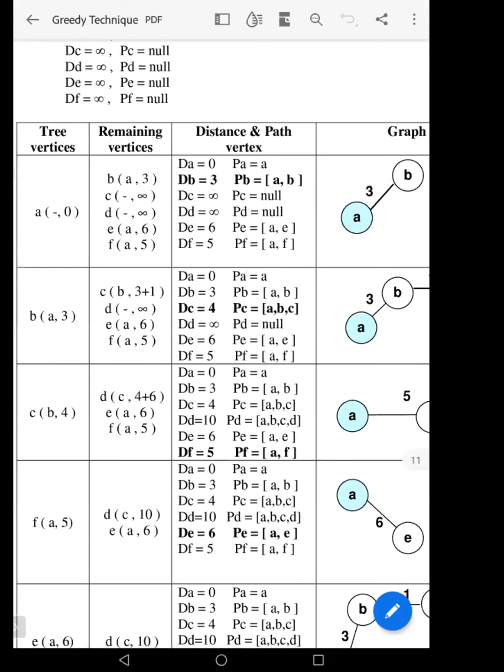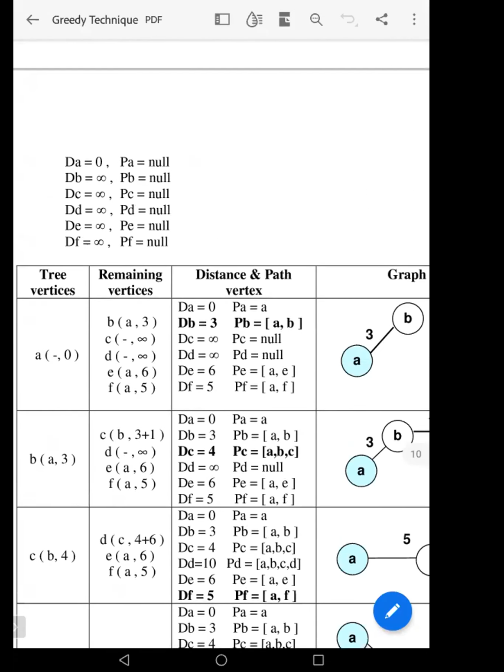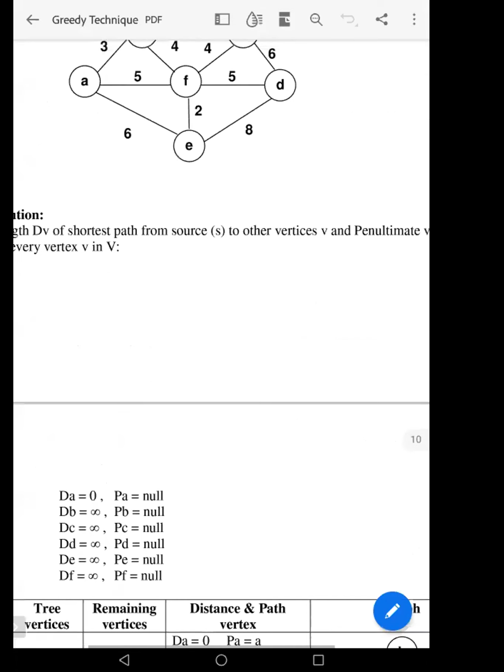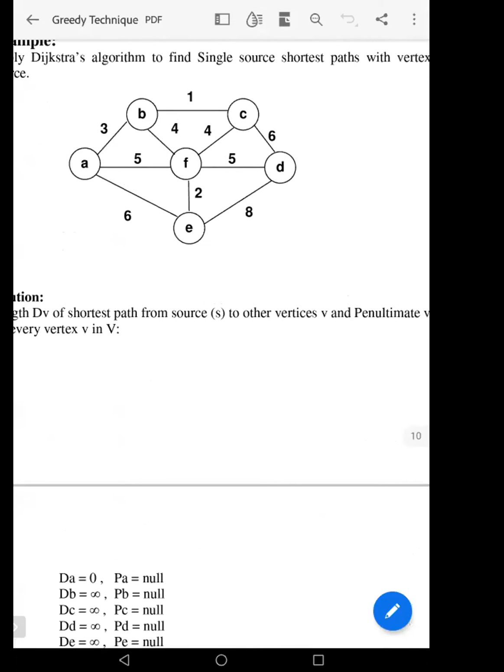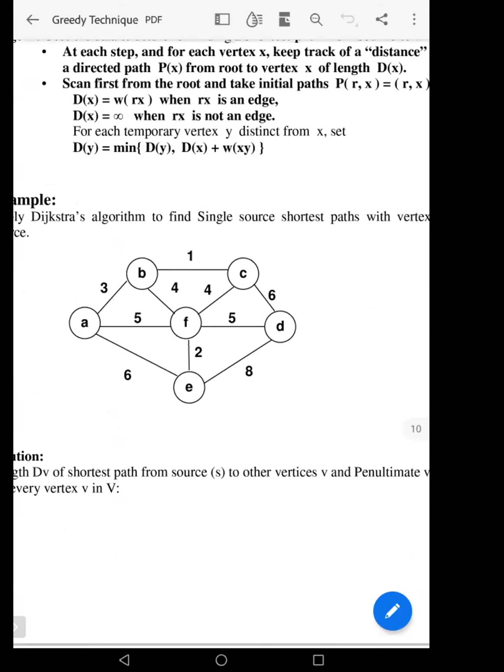Now, in the tree vertices, next time we consider the minimum, which is B, A comma 3, so it comes to the first column. Now we are updating the remaining vertices. Now see here BC. We want to calculate the direct shortest distance from A to C. Use this formula, where Y is replaced by C. That means distance of C is equal to the minimum of distance of C, and distance of X plus the weight of edge XY.